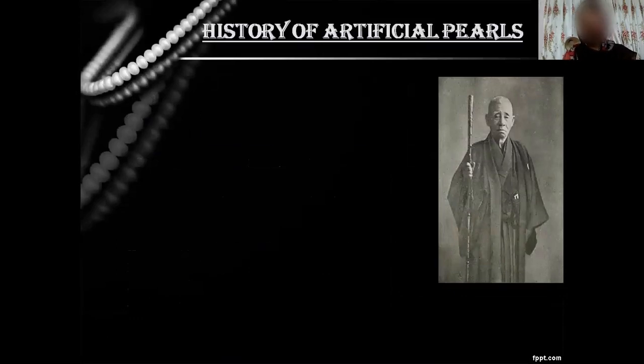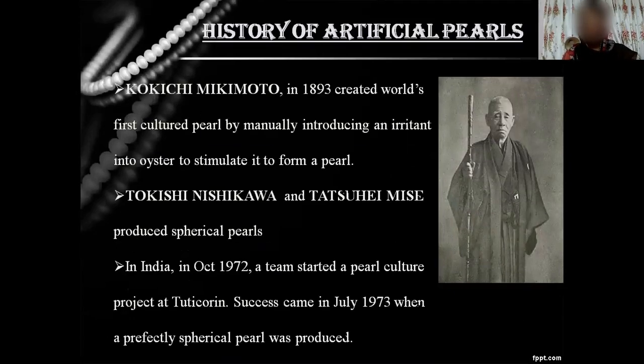History of artificial pearls. Kokichi Mikimoto in 1893 created the world's first cultured pearl by manually introducing an irritant into an oyster to stimulate it to form a pearl. Tokishi Nishikawa and Tatsuhei Mise produced spherical pearls. Then in India, in October 1972, a team started a pearl culture project at Tuticorin, and success came in July 1973 when a perfectly spherical pearl was produced.